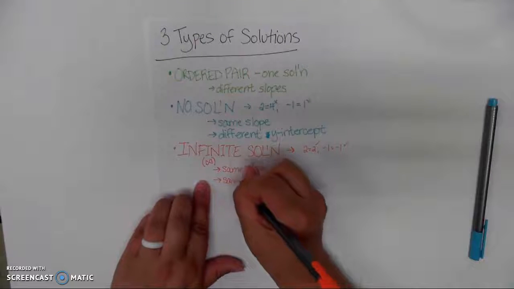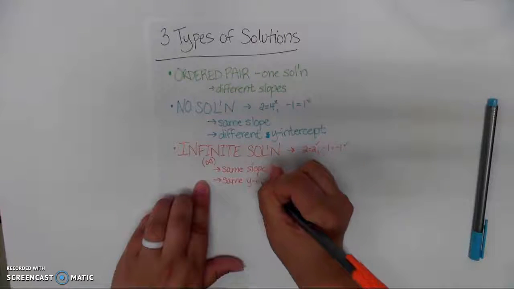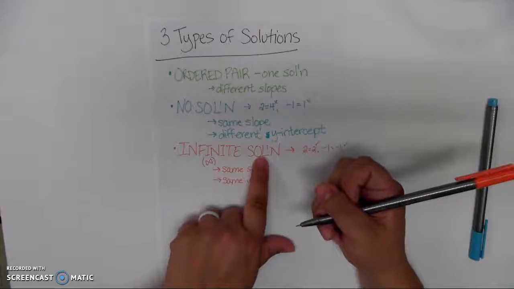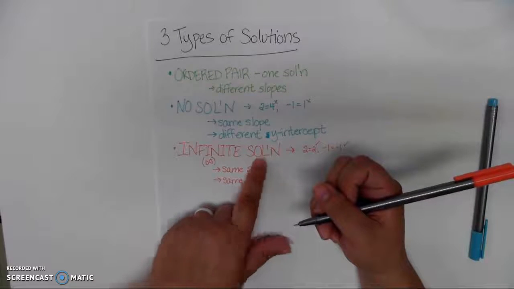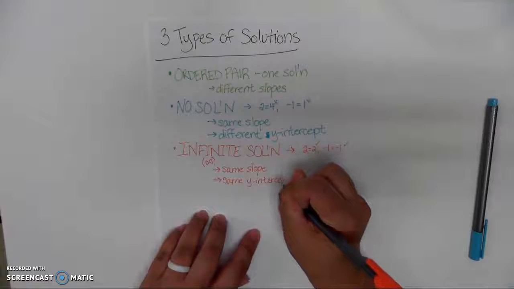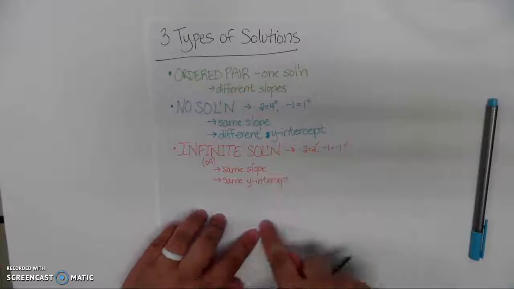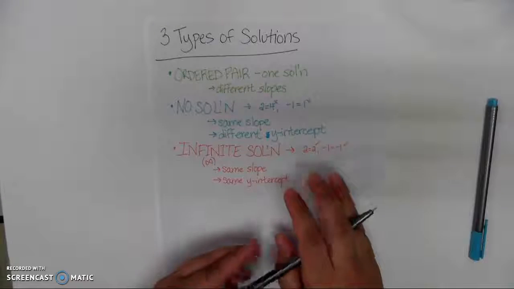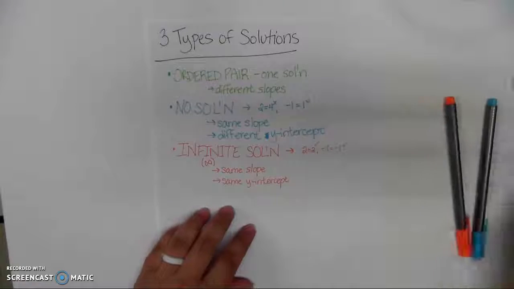Think about it. If you have two lines that have infinite solutions, that means that at every single point they're the exact same. So if they're the same slope and the same y-intercept, that means they're the exact same line that lie right on top of each other.